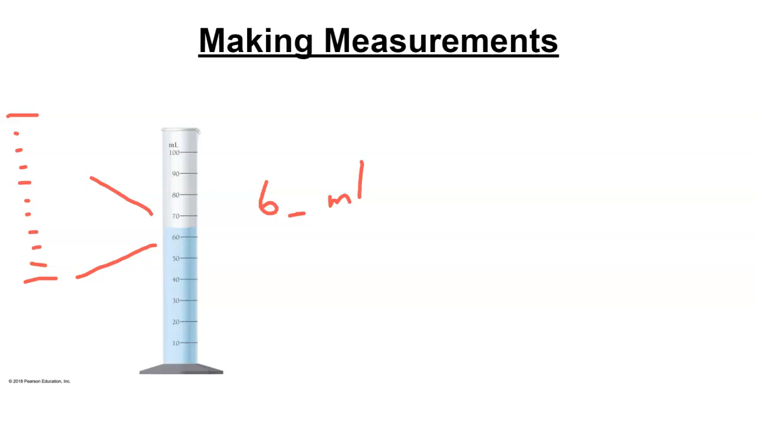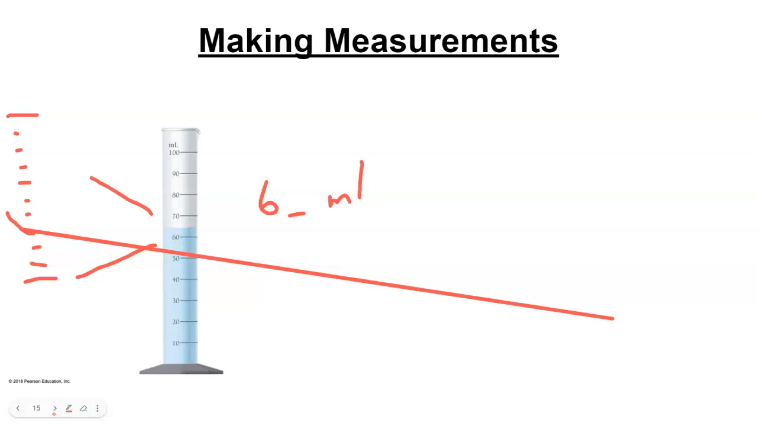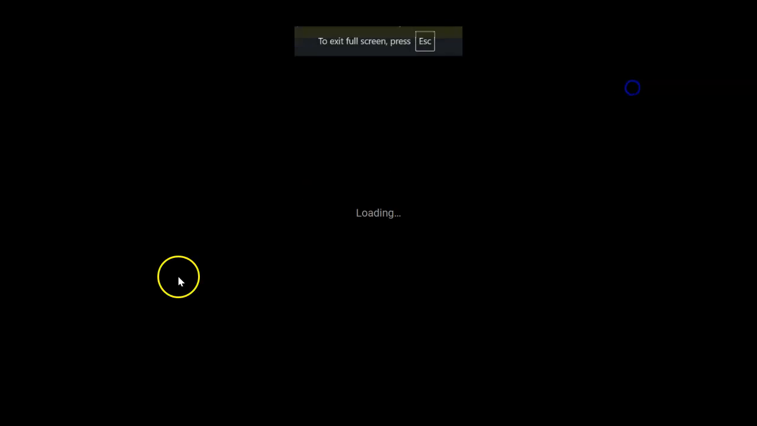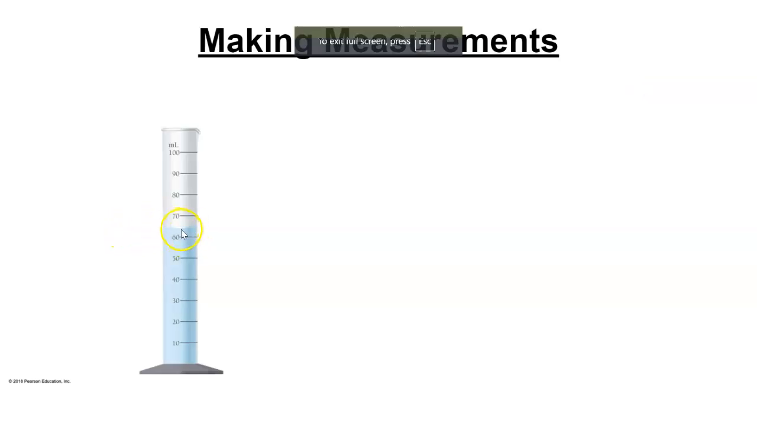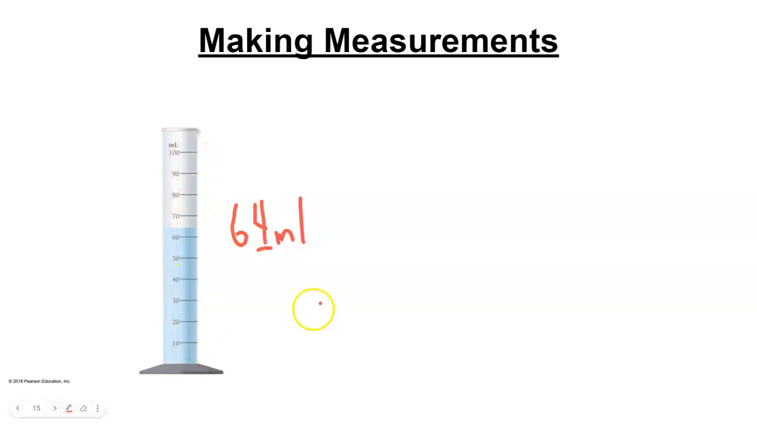If I think it's there, not quite in the middle, I was at the 64 mark there, I would call that 64 milliliters. So I would say, okay, this I would call 64 milliliters, and that last number is an estimate. Or in other words, I measure to 1 digit beyond the marking. This is marked every 10 milliliters. So when I record my measurement, I go to the ones place.